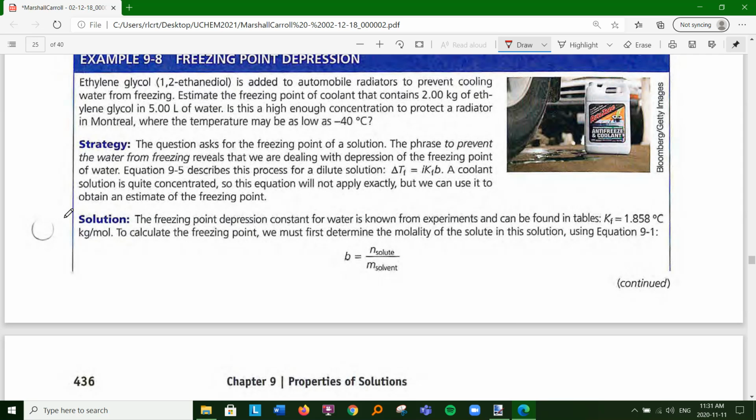2 kilograms of ethylene glycol and 5 liters of water. Is this a high enough concentration to protect a radiator in Montreal? Oh, so you know this is a Canadian textbook, right? Because they said Montreal, where the temperature may be as low as -40.